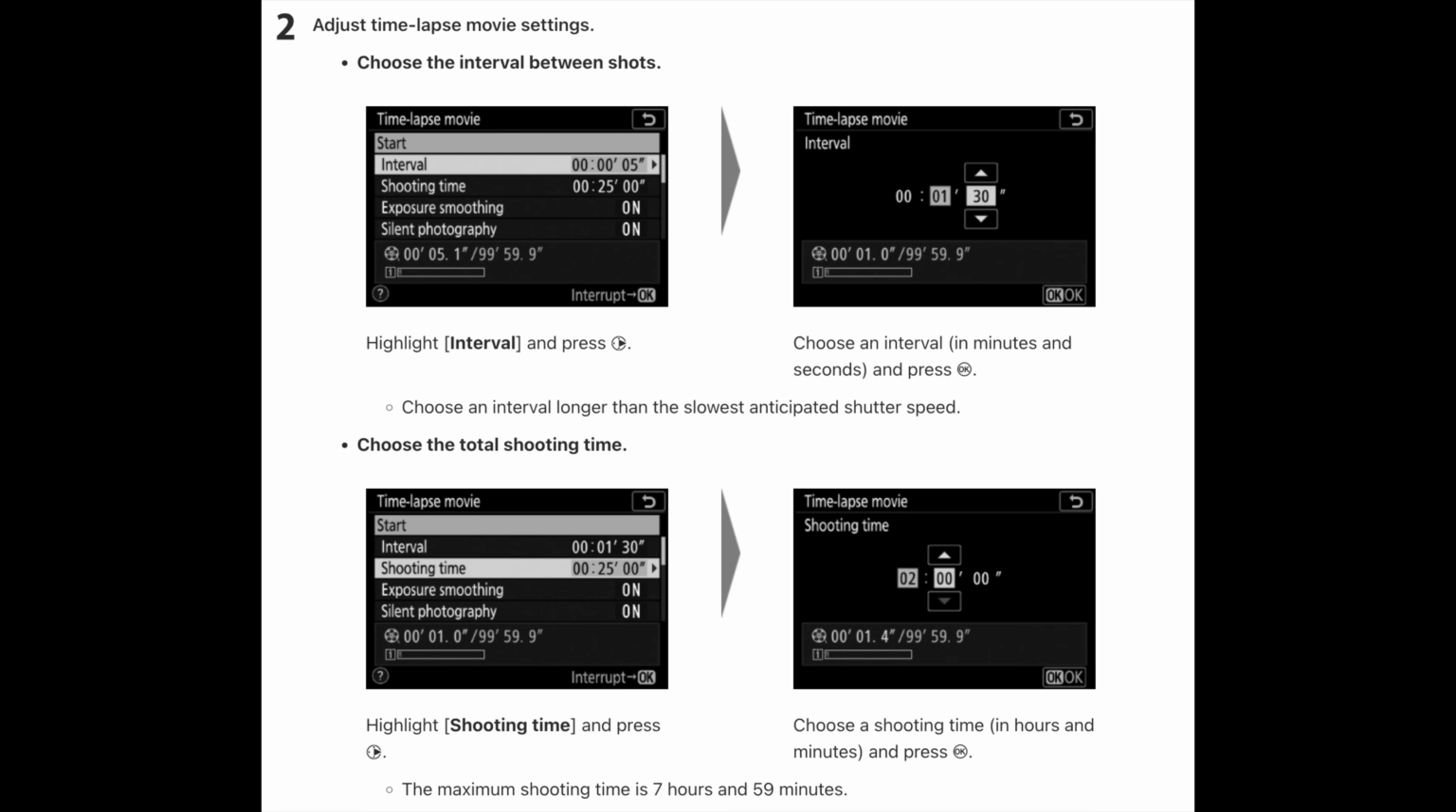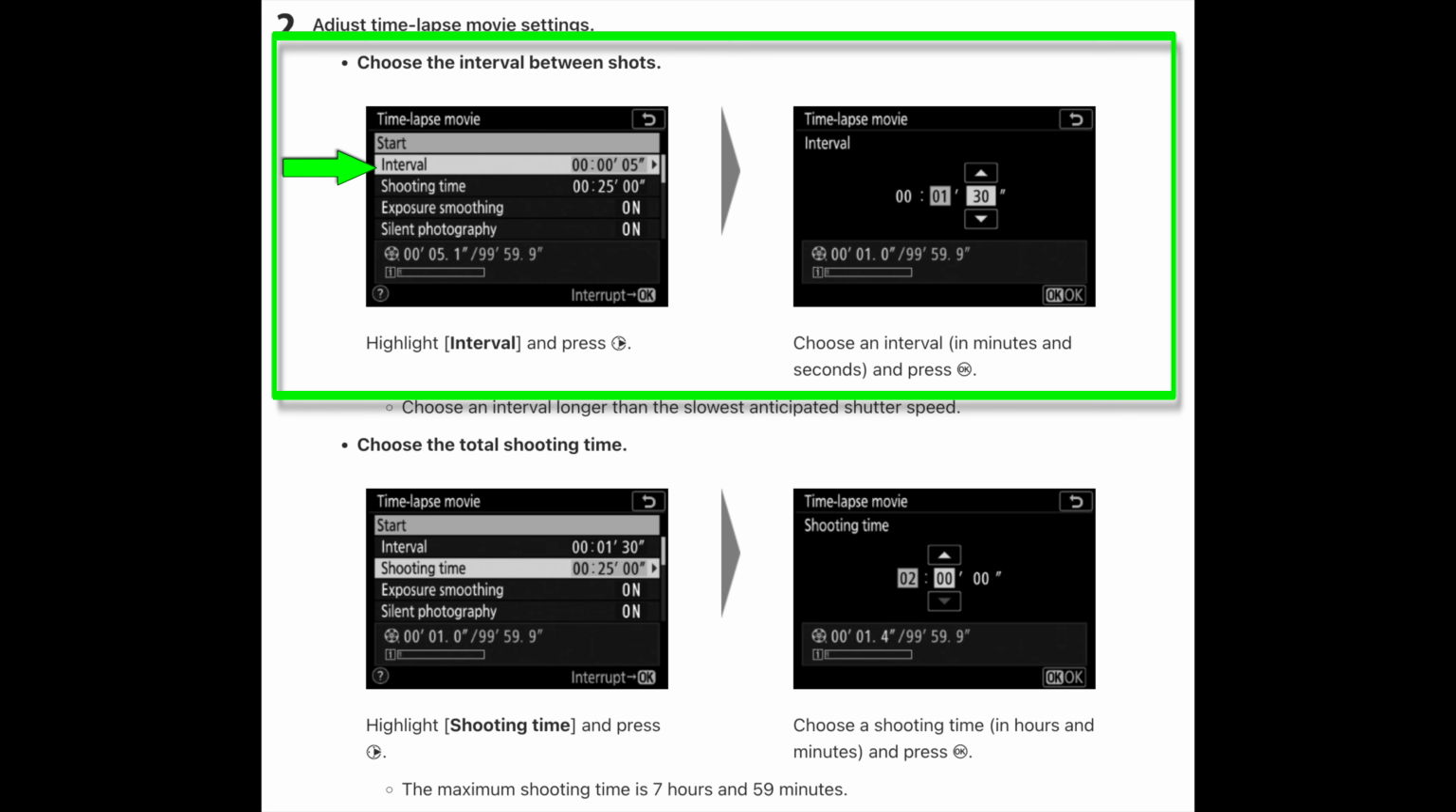So the first thing you're going to go to is the interval, and this is the time between each photo. The longer the interval time, the faster your time lapse is going to run. So if you set up a time lapse with a 30-second interval, you're going to need to shoot over many hours to get a very short time lapse, and that shows a big portion of time that has elapsed. So the longer the interval, the faster or more sped up the time lapse will appear.